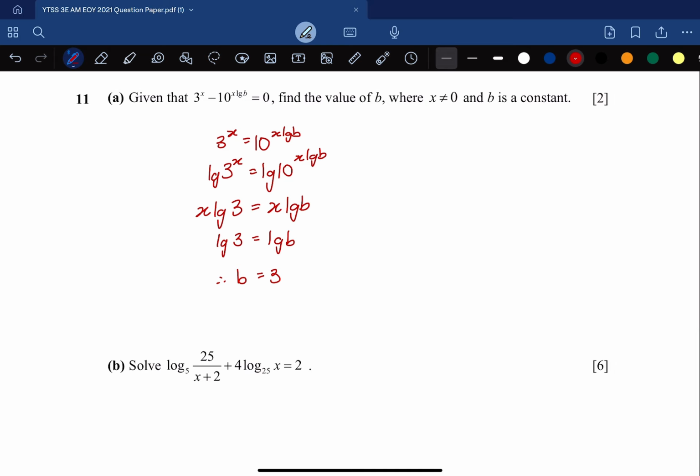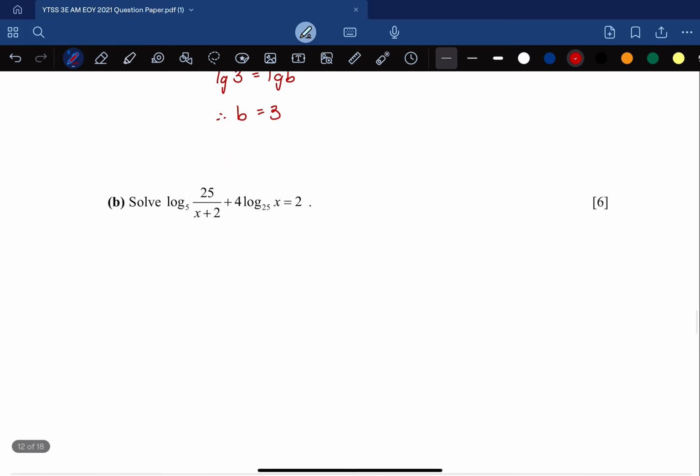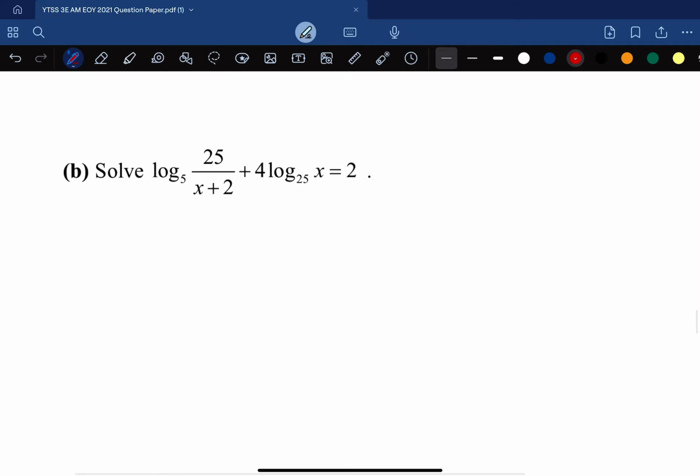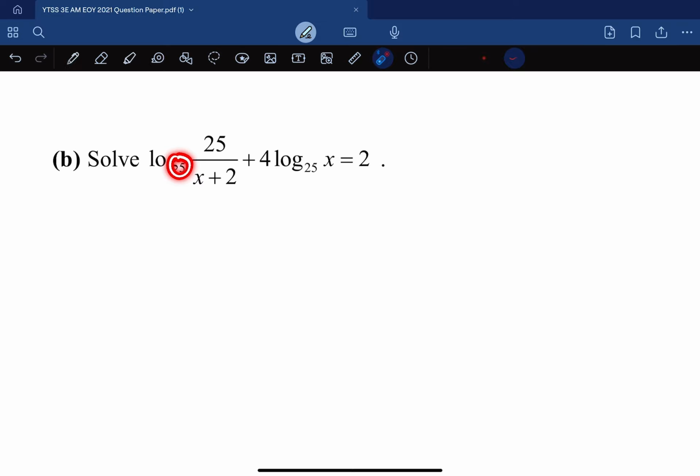Okay, let's look at 11 part B now. Solve this logarithmic equation. I see two log terms of different base. So a natural instinct would be simply to convert them both to the same base. So I have base 5 and base 25. Logically, it's easier to convert something to base 5. So in this case over here, let's simplify. Log base 5, 25 over x plus 2.